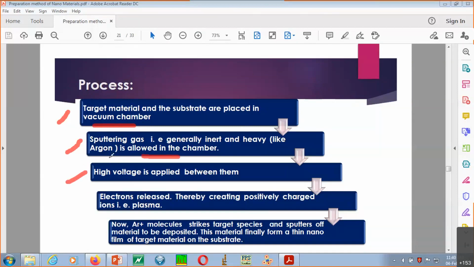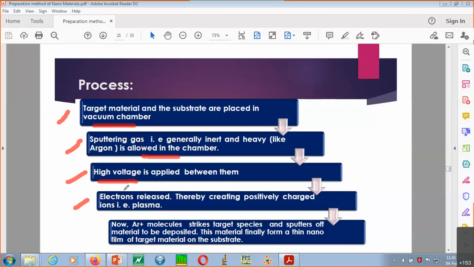In the third step, after inserting the gas, you need to apply high voltage. Because of this high voltage, as you have seen in the GM counter also, the high voltage is going to ionize the gas. In the fourth step, after supplying the high voltage, electrons are going to be released. Basically it will ionize the inert gas into two things: charged particles, electrons, and positively charged ions. If you apply high voltage, the inert gas is converted into two parts: electrons and the positive charge carriers.